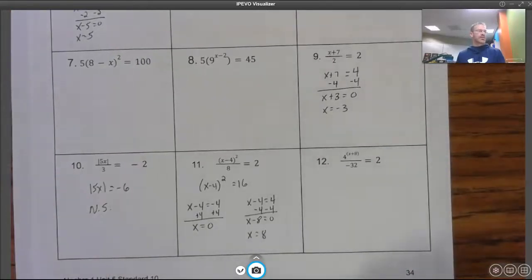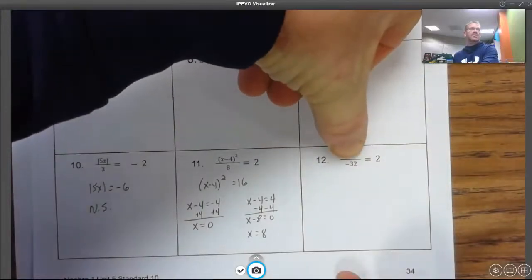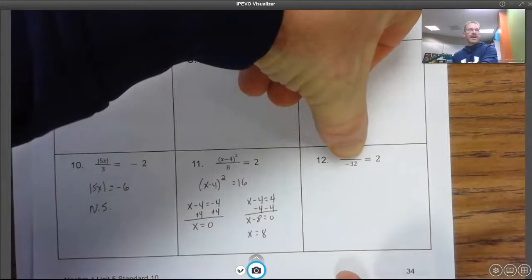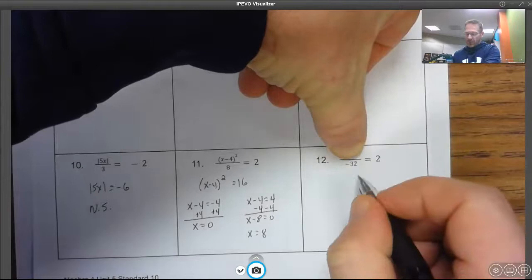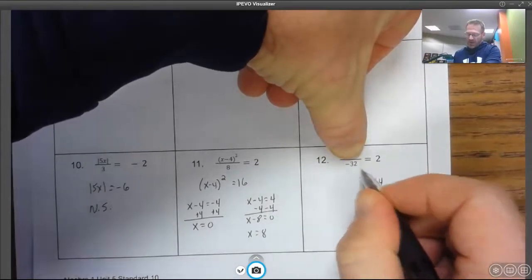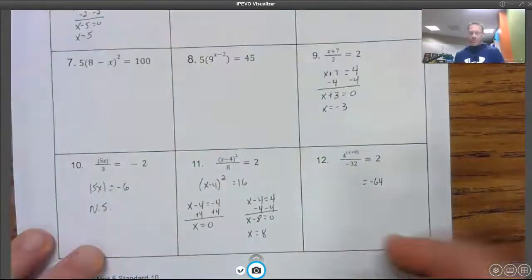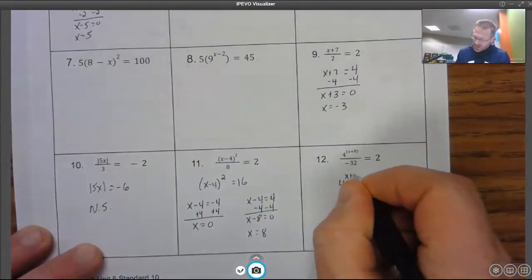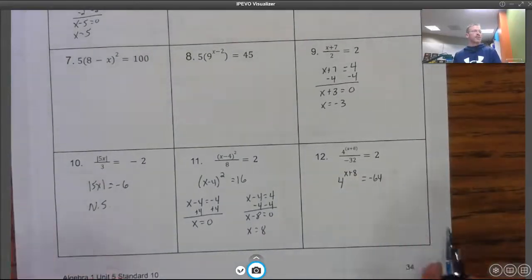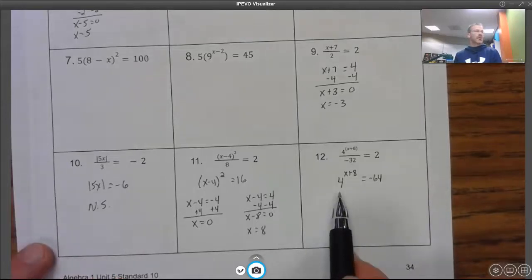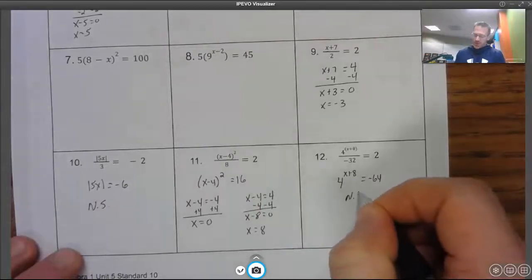Let's end with an exponential on problem 12. What divided by negative 32 is positive 2? That would be negative 64. Negative 64 divided by negative 32 is 2. So whatever's behind my hand has to be negative 64. So 4 to the x plus 8 is negative 64. Now, once again, an exponential can never equal a negative number. We're only multiplying positive 4 here in this case. So if it's equal to a negative, that means it is no solution.